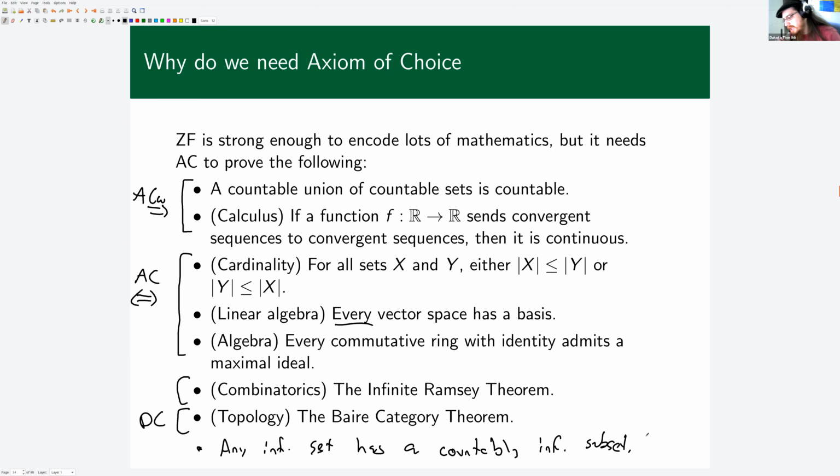Actually, having a countably infinite subset has a name. It's called being Dedekind infinite. And it's actually equivalent over ZF to being in bijection with a proper subset of yourself. It's shocking that without choice, it's an honest-to-goodness different property than being infinite.